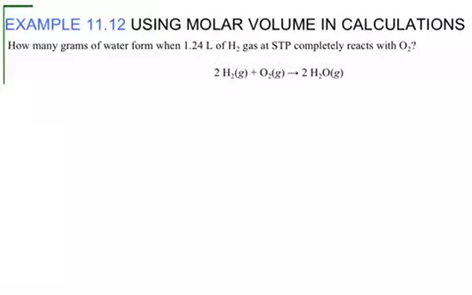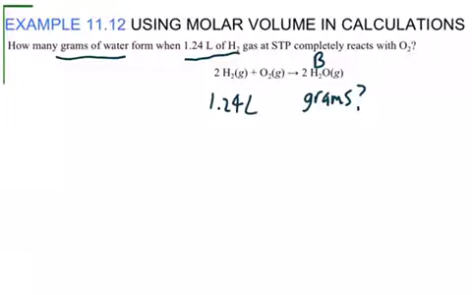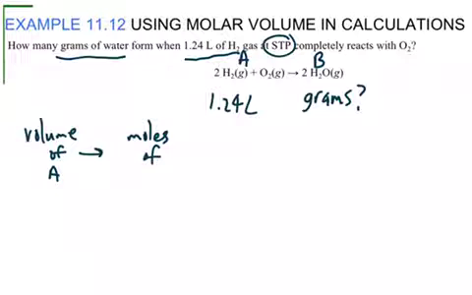So let's take a look at an example. Again, here we have the water equation, and they want to know how many grams of water. This time water is B. They want grams. That means we want the mass of water. The given is right here. We have 1.24 liters of hydrogen. That's our given. That's A. It's at STP. So here's what we're going to do. First, convert the volume of A into moles of A. And the way you do that this time is we're going to divide by 22.4. In fact, let me set it up.